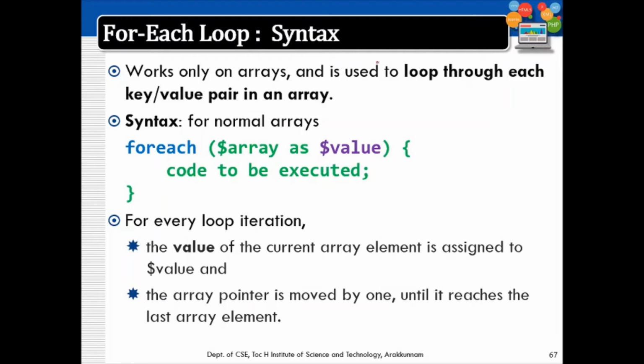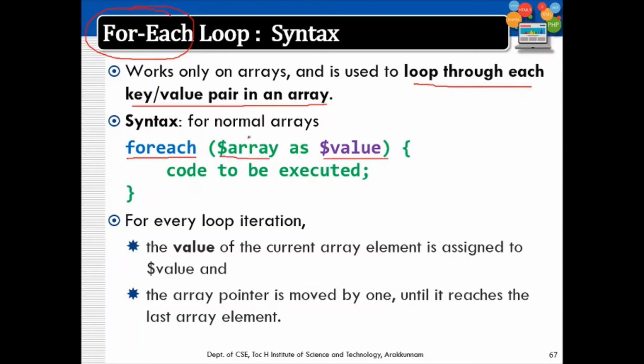Then you have a new construct here, which is a foreach loop. This we generally don't use in C and all. So this is used to loop through key value pairs in an array. Here is the syntax. The keyword is foreach. Remember, there is no space in between.